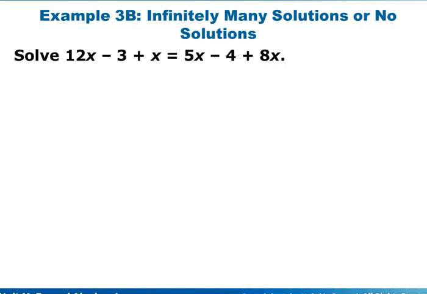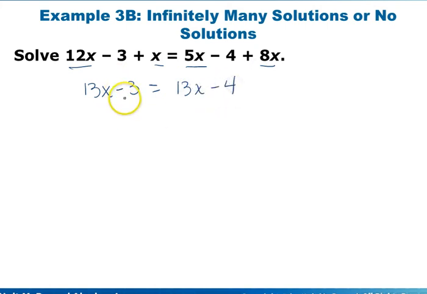Alright, so here let's do another example. Now again, here we want to do the same thing, which is to collect like terms. So we want to go ahead and collect like terms here. So 12x and x will be 13x minus 3. And then over here we do 5x plus 8x, which is 13x minus 4.